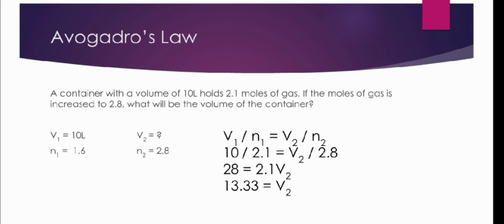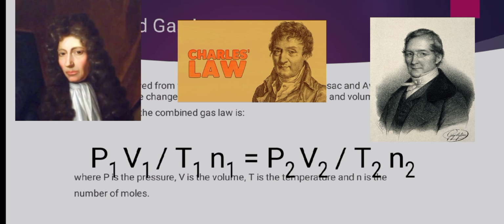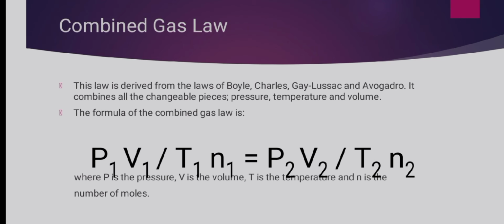Let's move on to the next law, which is the combined gas law. This law is derived from the laws of Boyle, Charles, Gay-Lussac, and Avogadro. It combines all the changeable pieces: pressure, temperature, and volume. The general formula of the combined gas law is P1V1 over T1N1 equals P2V2 over T2N2, where P is the pressure, V is the volume, T is the temperature, and N is the number of moles.